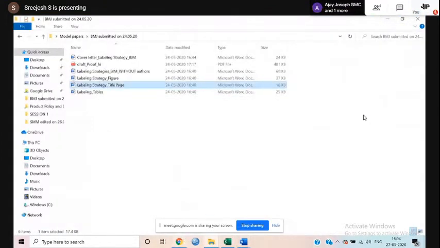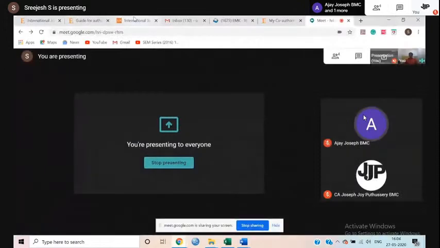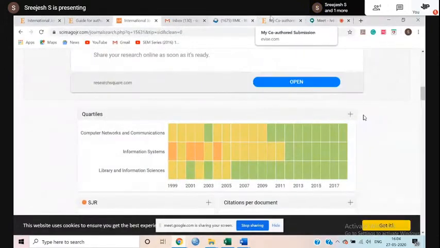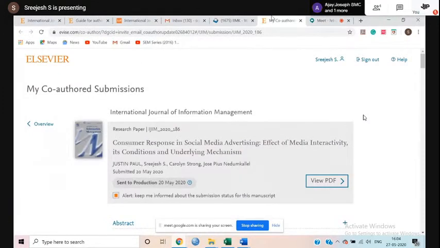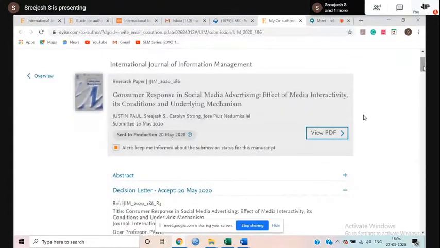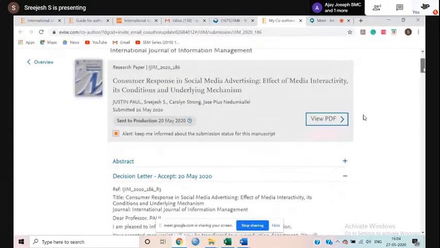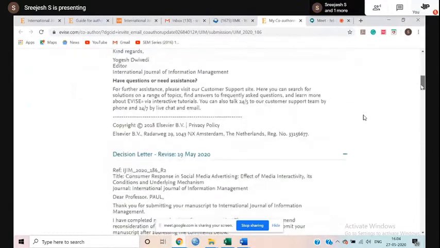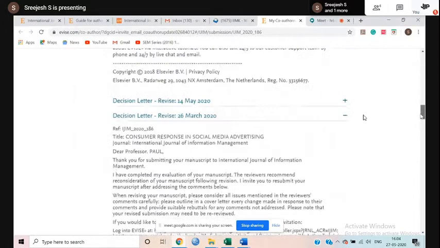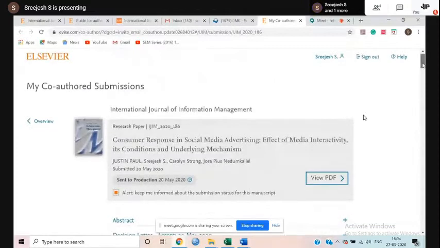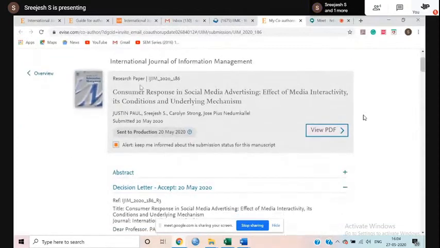And all the submissions we generally do through a journal submission page, because for most journals there is a concept called Manuscript Central. In Manuscript Central, you can create an account using your Gmail ID or your institutional email ID. In that account, you can see almost all the submissions and revisions. So this is my page of this journal, International Journal of Information Management. Here you can see your paper status. You need to register using your email ID.